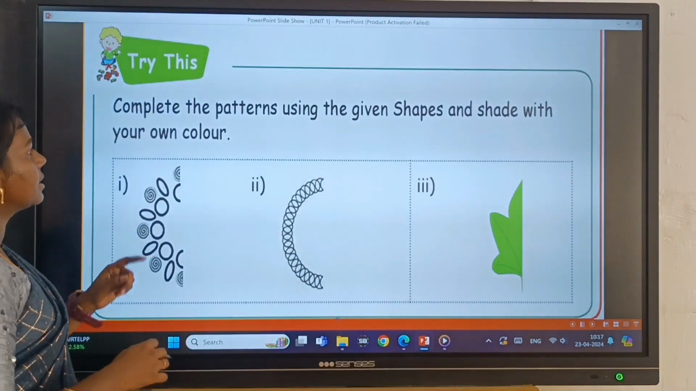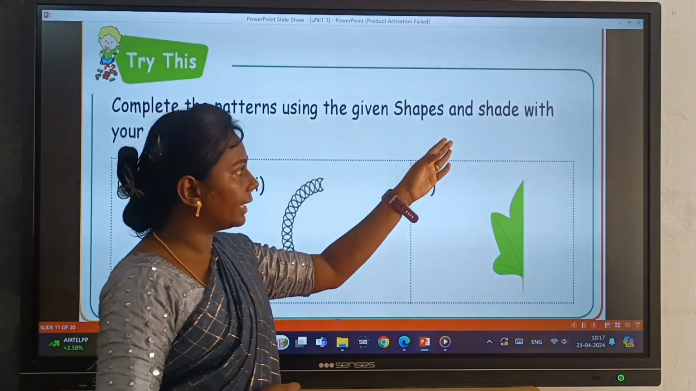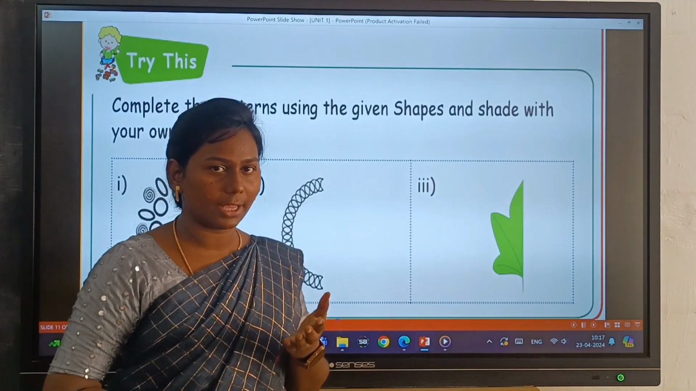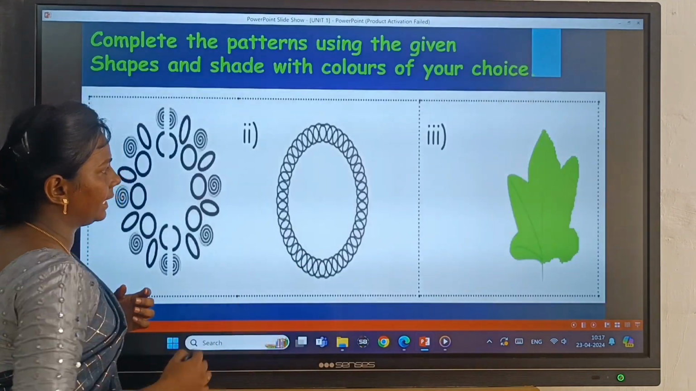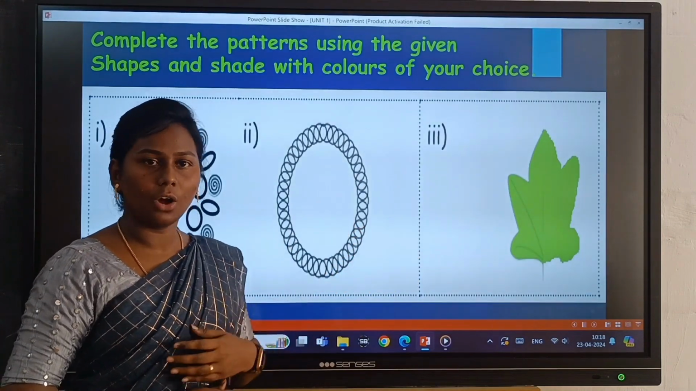And try this. Complete the patterns using the given shape and shade with your own color. That is your choice. Okay. Now see, I have done this activity. You just try at your home.